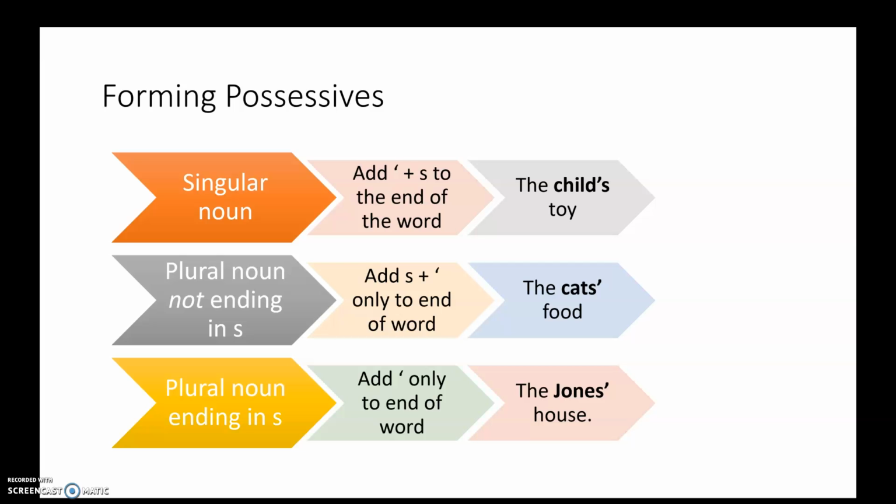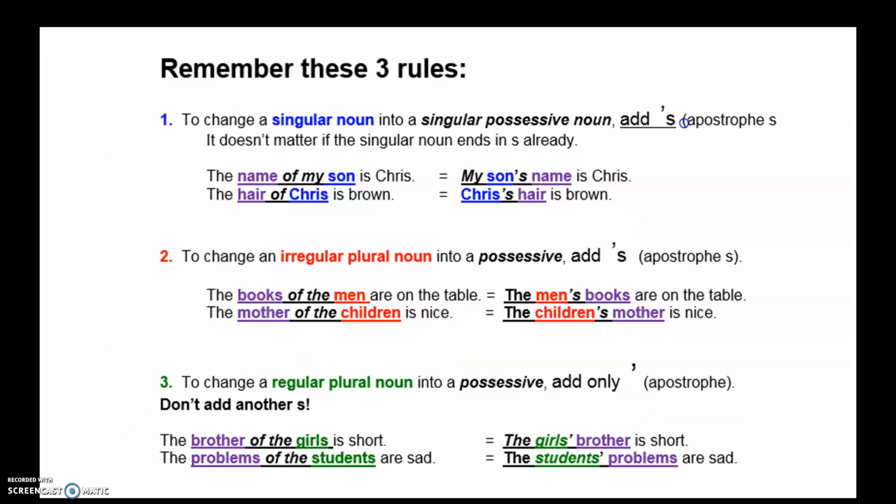If the plural noun already ends in s, then the s is already there, so you don't have to add another s to it. So you're only going to make it the Joneses' house. There is an exception to this, which is a singular noun ending in s. If a singular noun is ending in s already, you still add apostrophe and s to it.